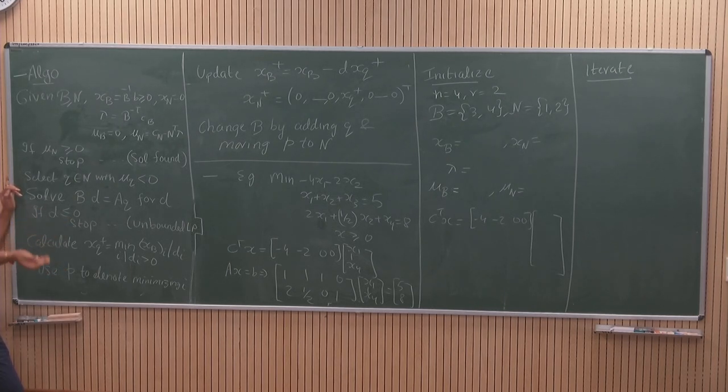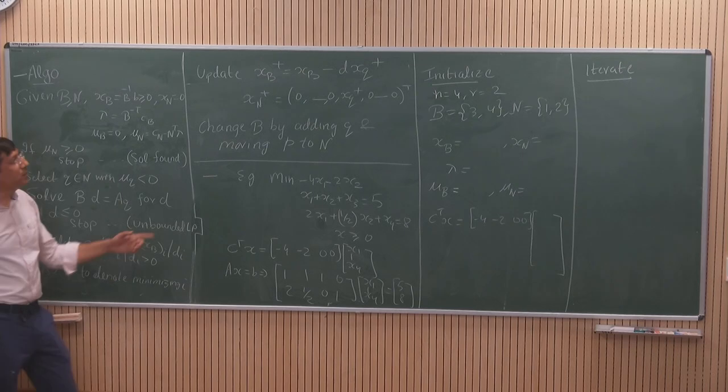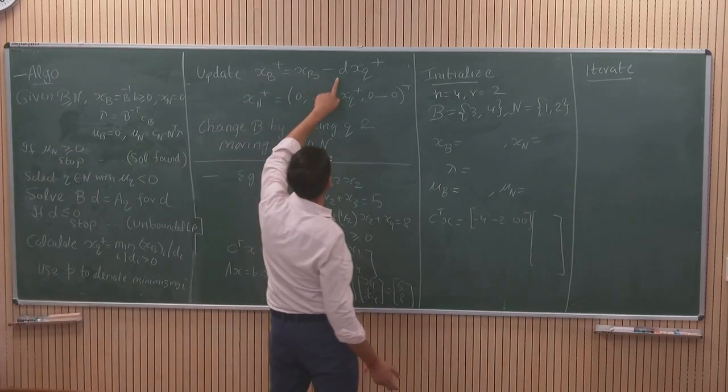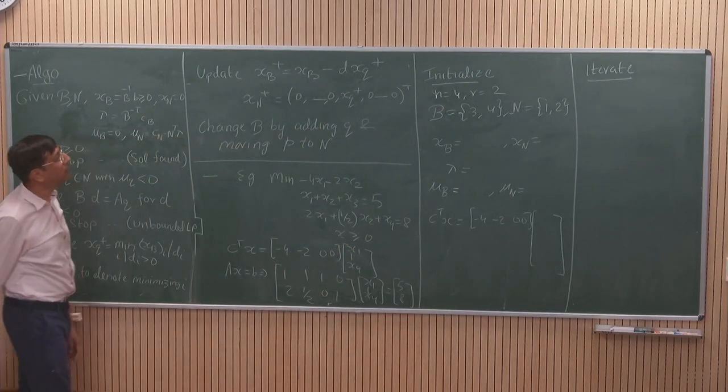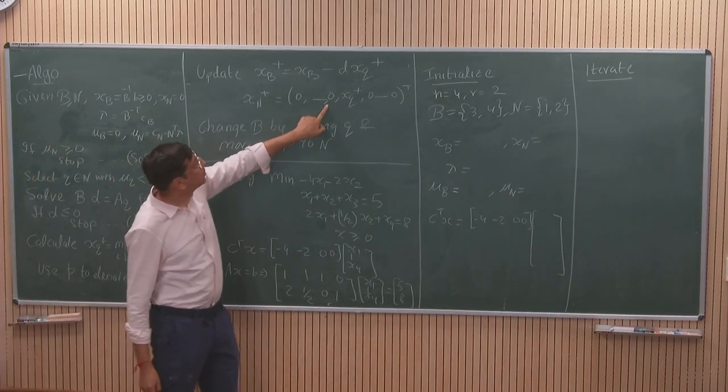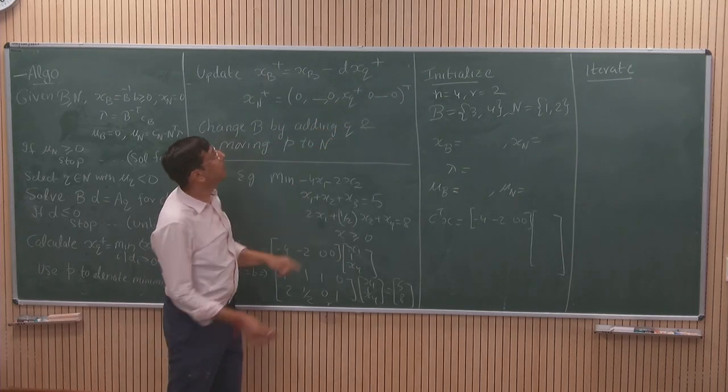But assume that at least one component is positive. Then you do the most crucial step of Simplex. Find xq plus by minimizing xbi divided by di for the di's which are strictly greater than 0, and that minimizing i is referred to as p, the index p which you will kick out from the b set. This was the step where we wrote xb plus is xb minus xq plus times B inverse Aq, as when we were deriving it. Xn plus is all 0 with one non-zero component which you made xq plus.